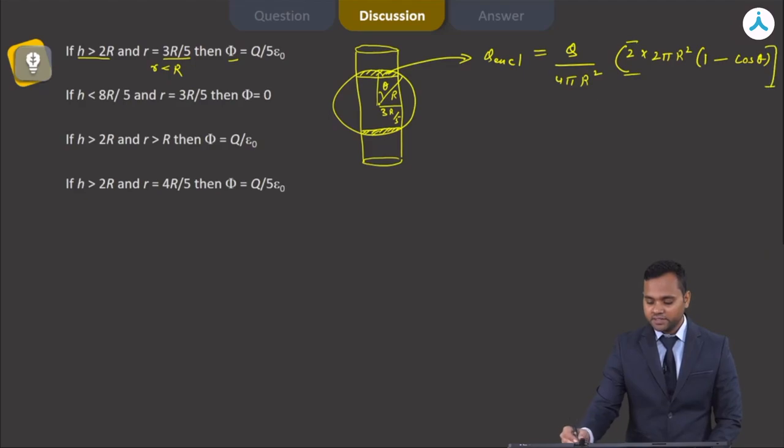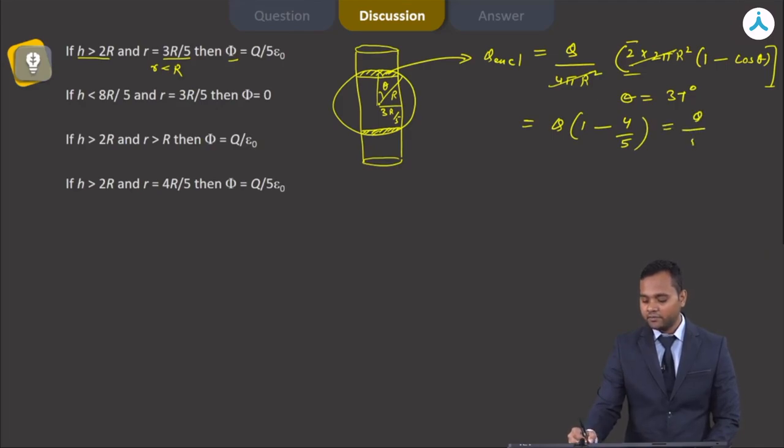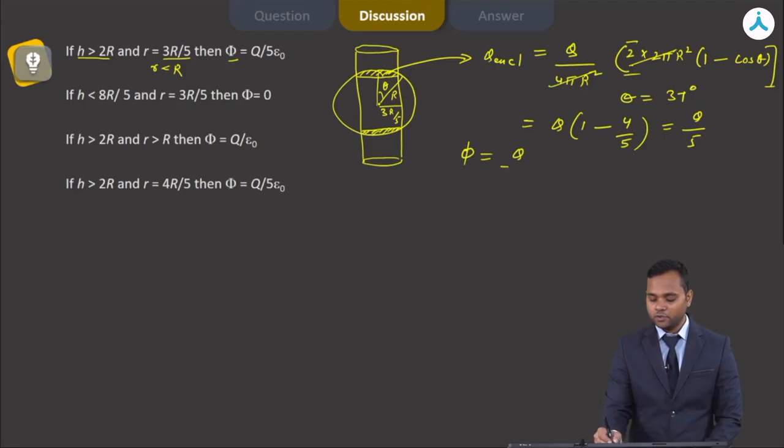This theta here is equal to 37 degrees, right? So if we simplify it further, we will get q, this will cancel out this, and 1 minus cos 37 is basically 1 by 5, so this will be q by 5. So that means 1/5 of the total charge will be lying inside this cylinder, and the flux in this particular case will be equal to q by 5 epsilon naught. So option first seems correct here.